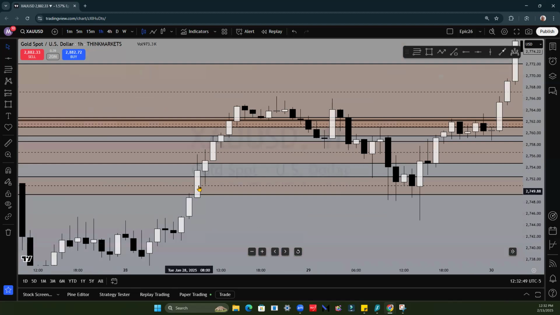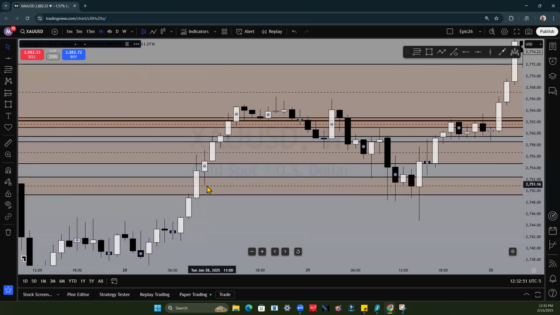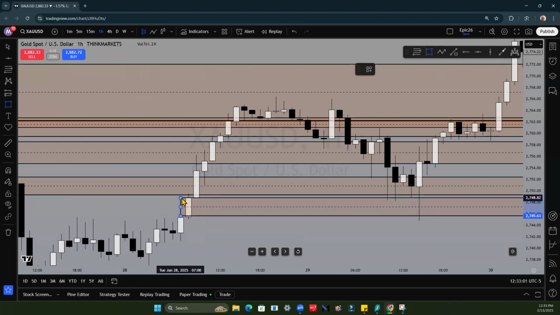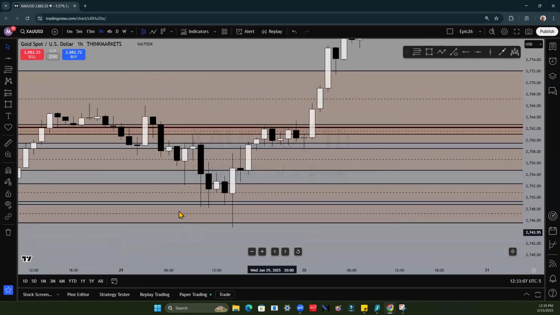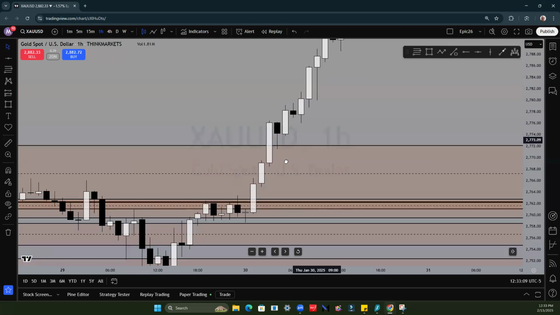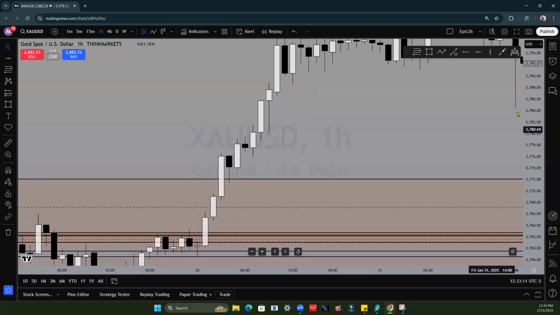Okay, and you've already created a gap here, right? And what happens? It came back, filled into this gap again, and there's so many gaps here that you can mark off. There's one right here. And look what it did. It came back, came and touched within this gap, filled the gap, and now it's trending higher. Okay.